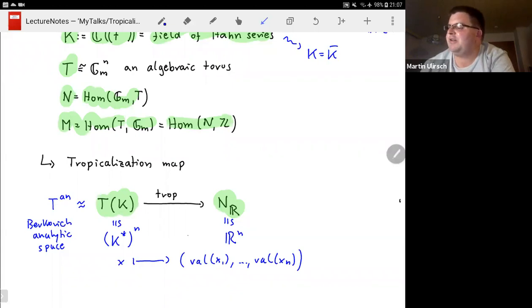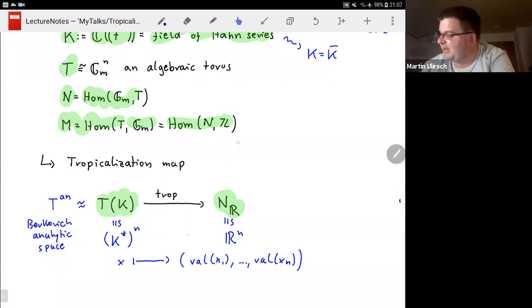Okay, so that's the tropicalization map for a torus. And also notice that this is actually a homomorphism. I mean, you have the multiplication, you have addition. It's because valuation is sort of a homomorphism. This is also a homomorphism. And that's the starting point.